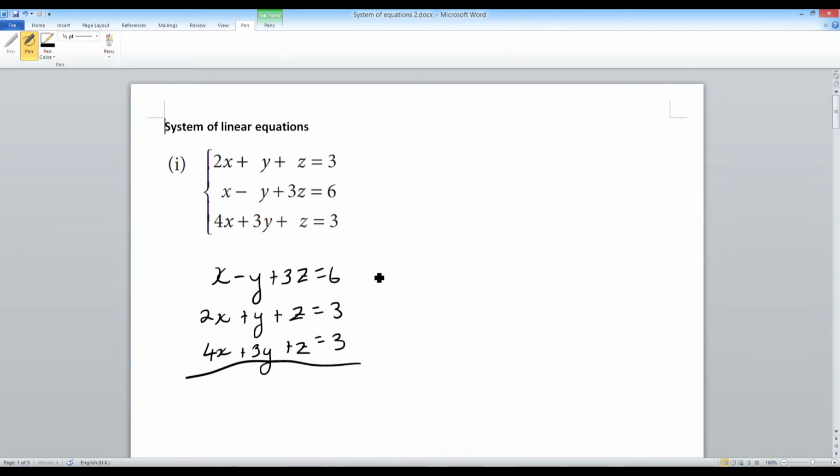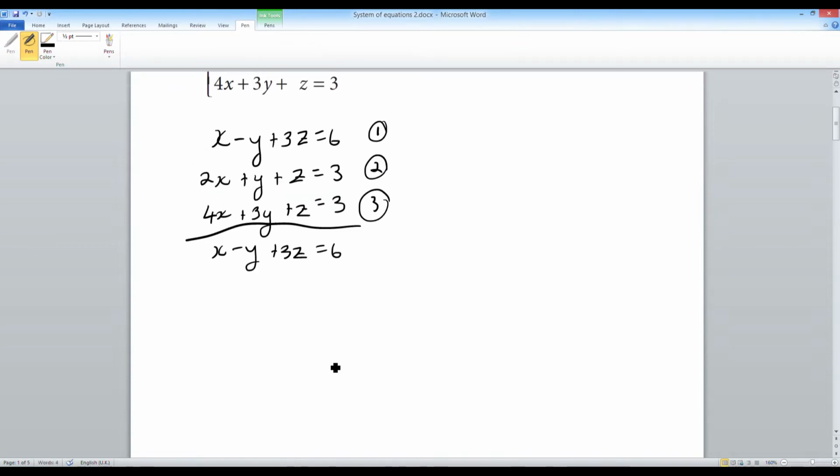What I can do now is label each one of my equations. This is my first equation, this is my second equation, and this is my third equation. The first thing I want to do is rewrite my first equation, x minus y plus 3z is equal to 6. I want to rewrite it because I want to be consistent throughout. The next thing I want to do is, for my second equation, eliminate my x. So if I want to eliminate this x, I'm going to say the following.